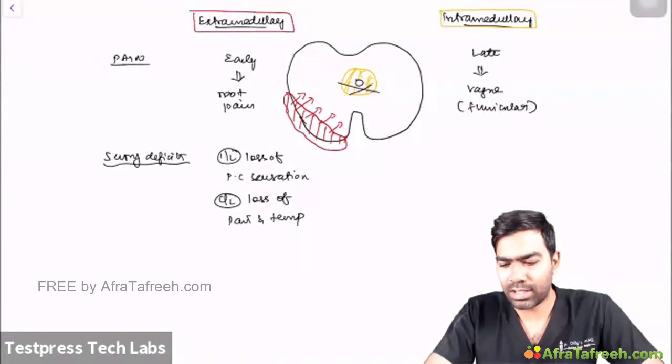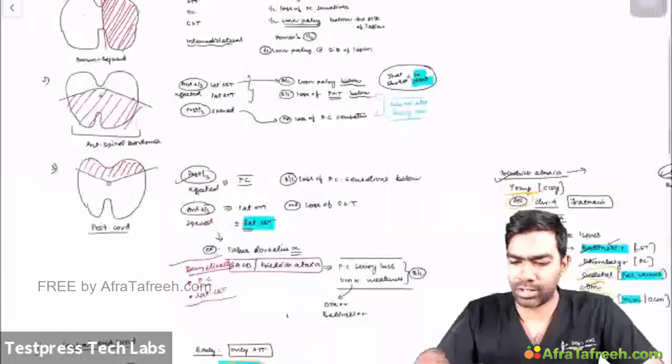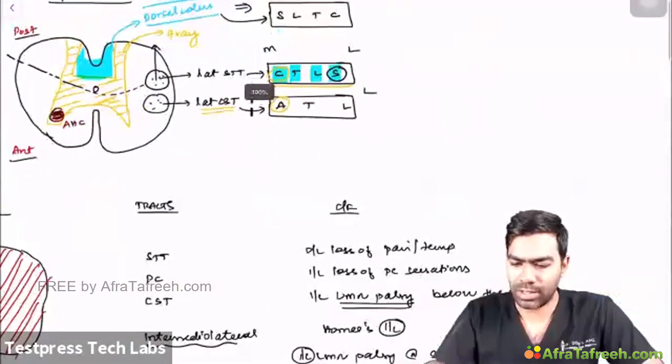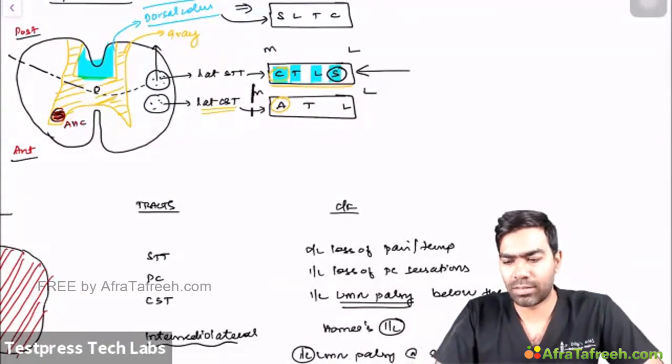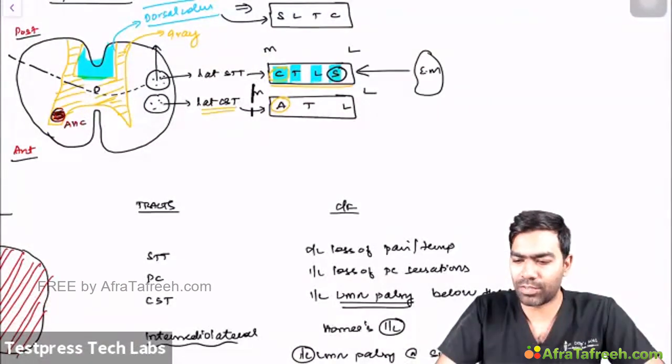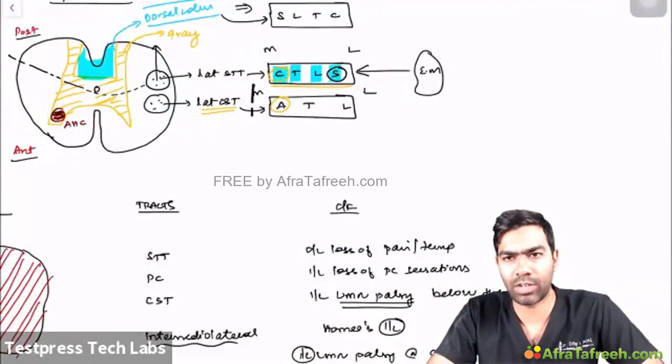And this loss of pain and temperature, the pain and temperature is what we're talking about. So when you go, it will be kind of an ascending or descending. So let us go back and see. Loss of pain and temperature. If you compress from the lateral, so this is an extramedullary lesion. If you compress from the side, it will be like an ascending kind of a lesion or a descending kind of a sensory loss.